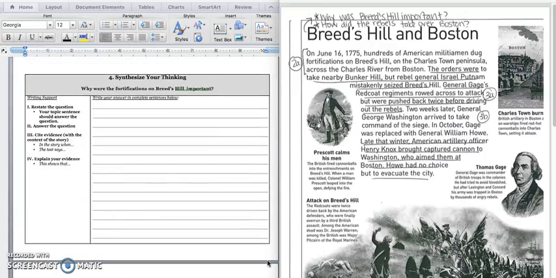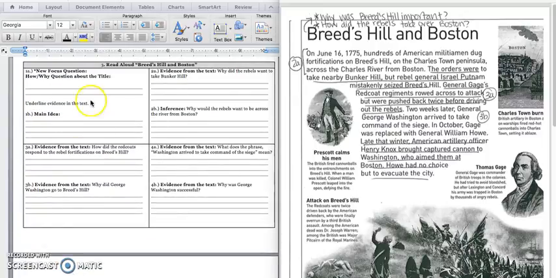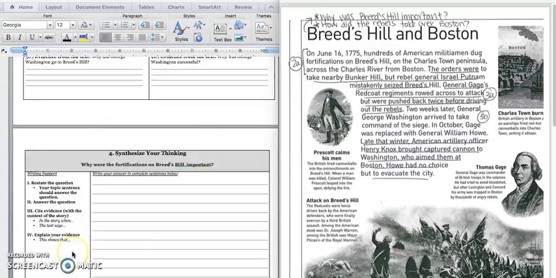The paragraph states, why were the fortifications on Breed's Hill important? And if you go back, you can use your main idea as the topic sentence, and then you can use just box 4 about how the battle ended to support your answer.